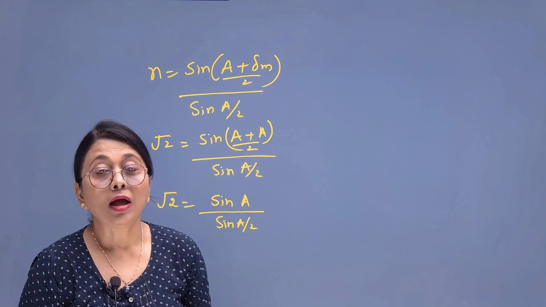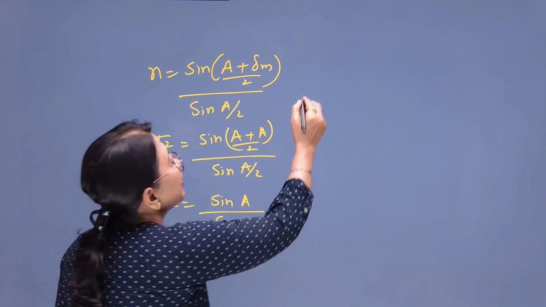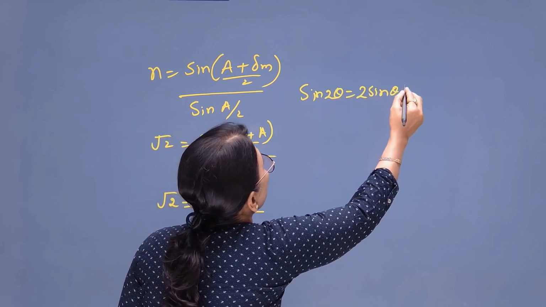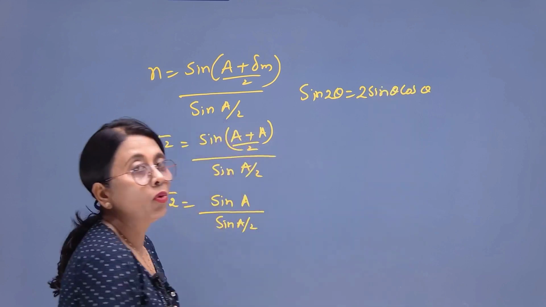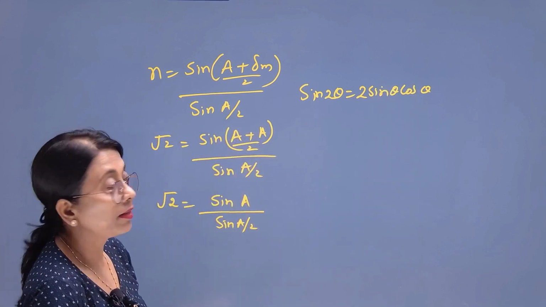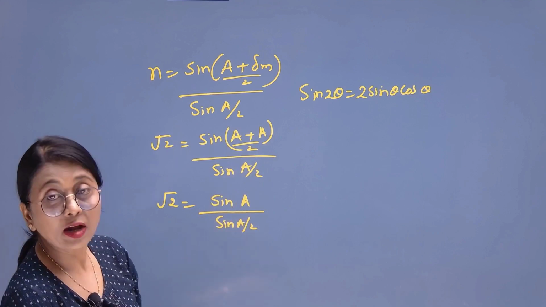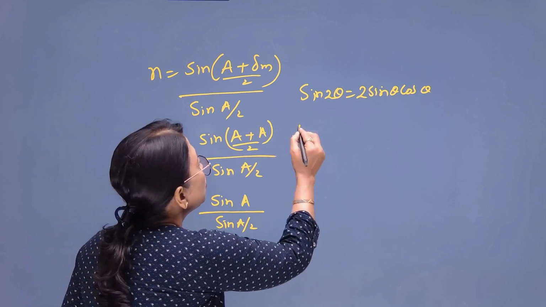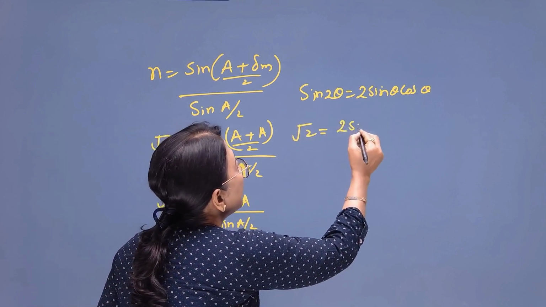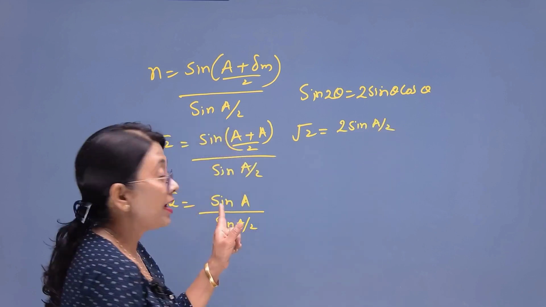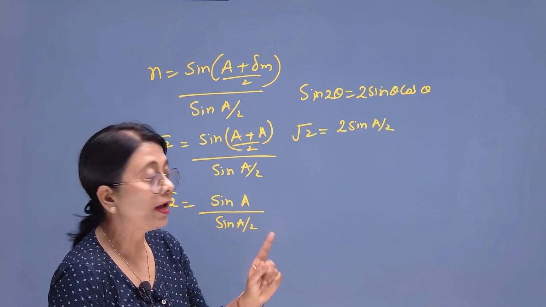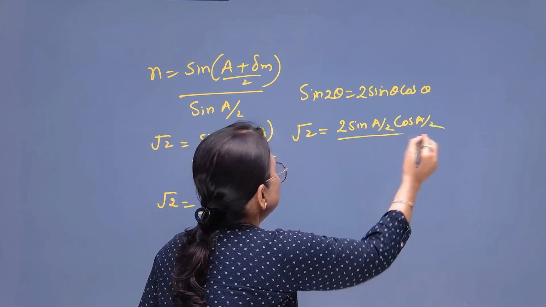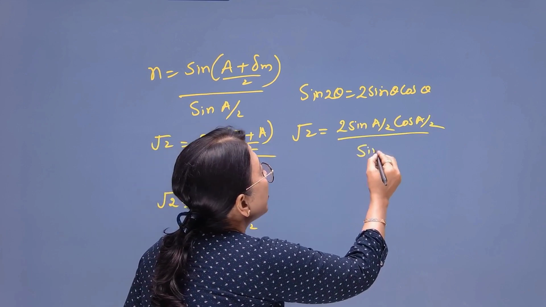Now what to do? आपको trigonometry फिर से याद होनी है. You know that sin 2 theta is equal to what? Sin 2 theta is 2 sin theta cos theta. This value all of you know. तो अगर ये वैल्यू हमें पता है तो यहाँ पे पुट कर देते हैं. We are going to do sin A की जगह क्या लिखना मुझे? 2 sin A by 2 cos A by 2. So we are going to place √2 is equal to 2 sin A by 2 cos A by 2 divided by sin A by 2.